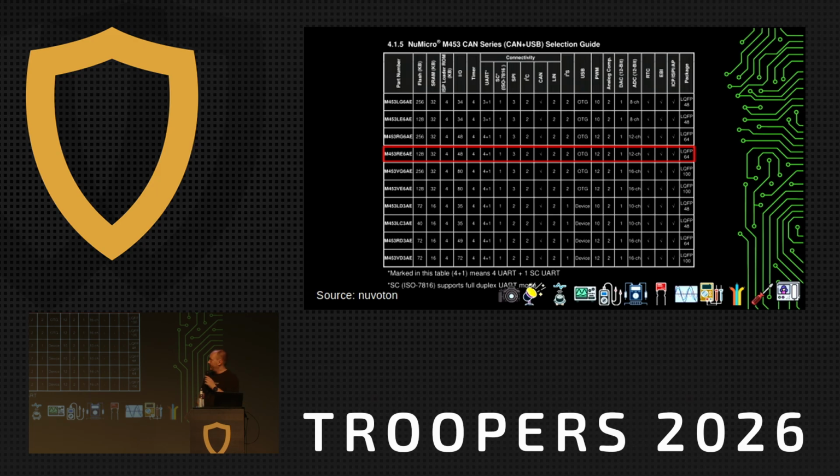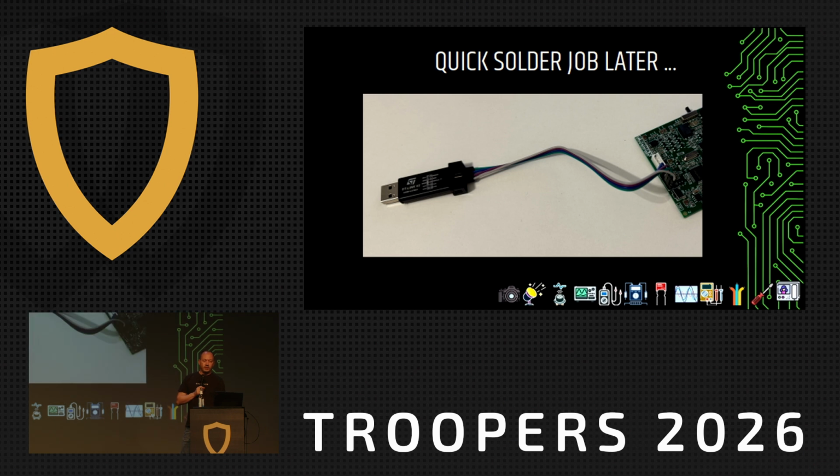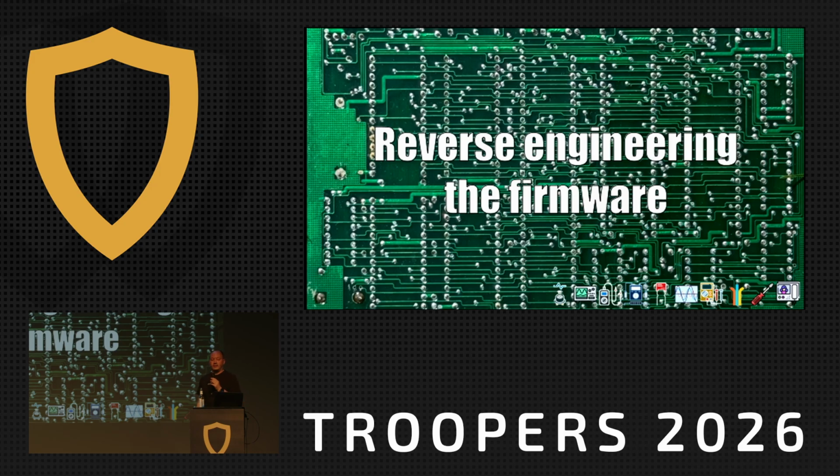So this one right here. And here are our pins. This is our SWD. Nuvoton calls it ICE for some reason, integrated chip something something, but it's still serial wire debug, so SWD. So a quick solder job later, that's what we got. I soldered the pins. I connected it to an ST-Link, and we dumped it. And then we can finally go on to reverse engineering the actual firmware.